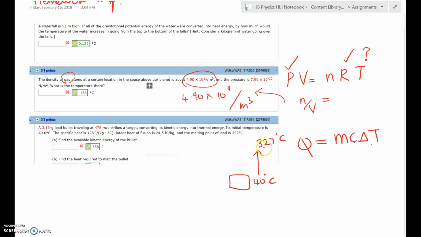So now that you have got the lead piece at 327, it's not going to start melting on its own, so you have to supply heat in order to melt it. The heat supplied to melt the substance is mass times latent heat of fusion. You know the mass of the lead and you know the latent heat of fusion, so you find out Q1 and Q2, and the total heat required in order to take the lead from 40 to 327 and melt all of it is Q1 plus Q2.